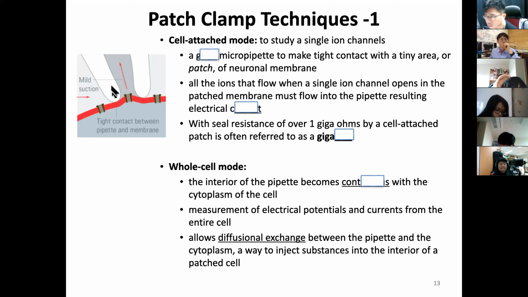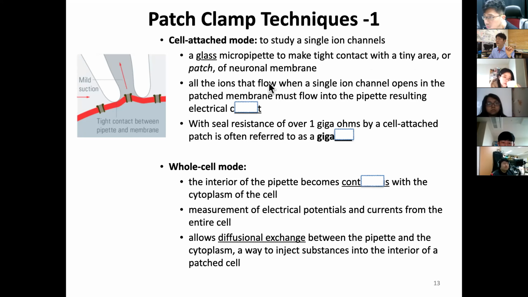And you can have a suction while you try to touch a cell, and then you have a mild suction. And what happened? This is so small that this can have a tight contact between the pipette tip and the membrane. And we call that, so this is a, let's say, gigaseal. Yes, exactly. So that's a glass micropipette to make tight contact with a tiny area. So we call that a patch of the neuronal membrane.